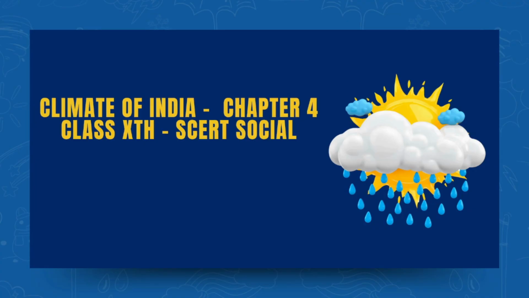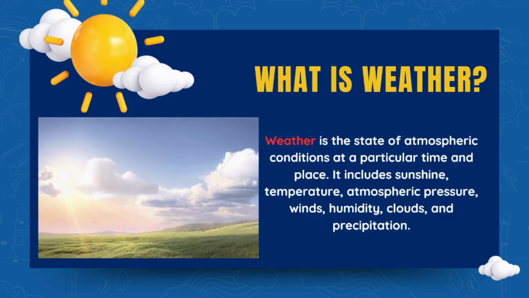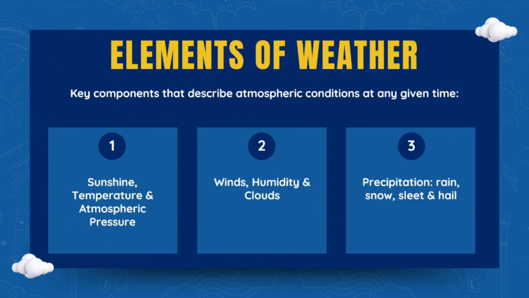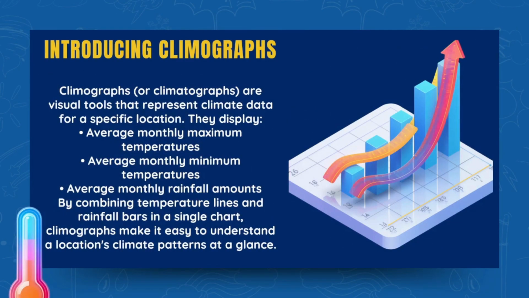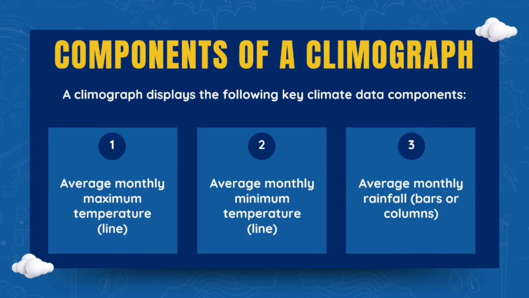So in our previous session, we discussed chapter number 4, the climate of India, class 10th. We learnt about what is weather, elements of weather, climate, seasons, introducing climographs. We discussed the uses of climographs, who uses climographs, and the components of a climograph: the average monthly maximum temperature, average monthly minimum temperature, and average monthly rainfall. So these are all the points we have discussed.